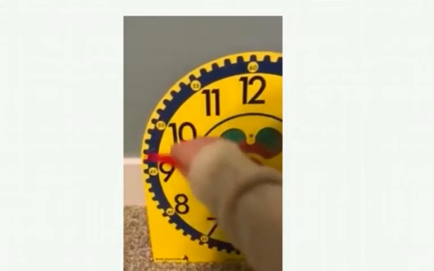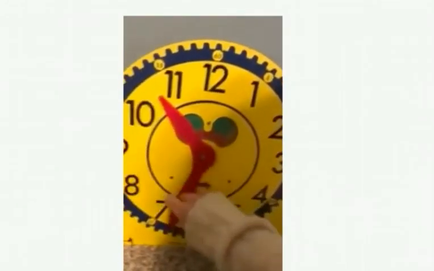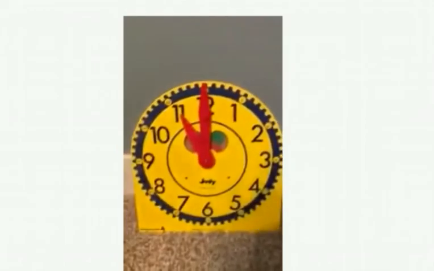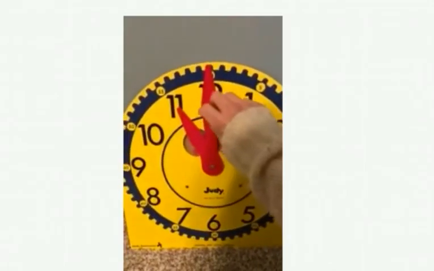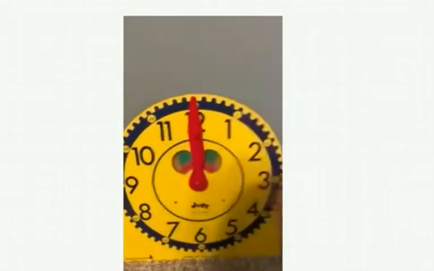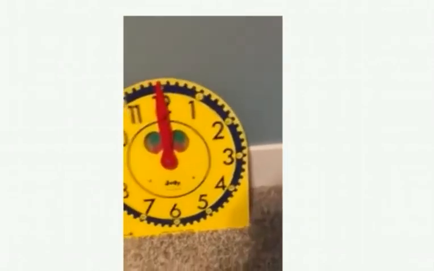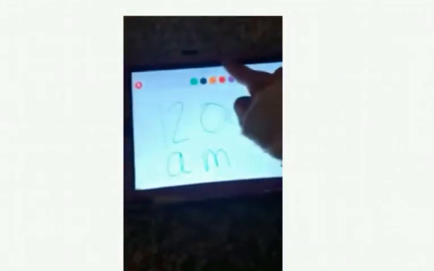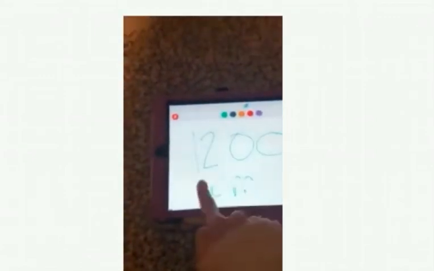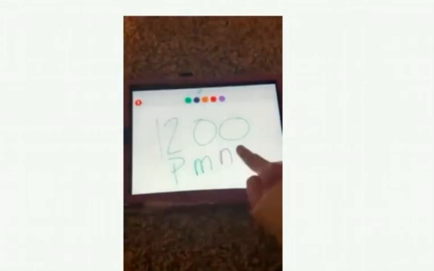Continue around, another hour goes by and it's 10 a.m. Keep going. It's 11 a.m. And then we go around one more time and it is now 12 p.m. or 12 noon. So let's see that. So it's now 12 p.m. We also know this as noon.